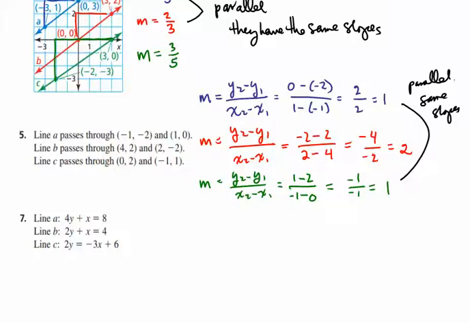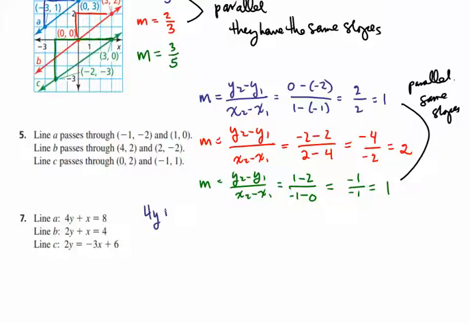So line A, 4y plus x equals 8. Going to have to subtract 4y from both sides. We get x is equal to negative, I apologize, we need to isolate the y. We shouldn't do that. We should subtract x from both sides. I really apologize. And I'll start that all over again.